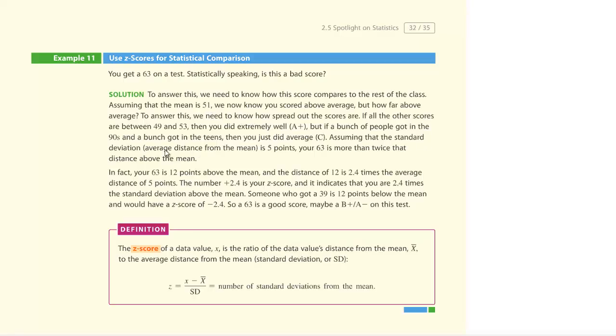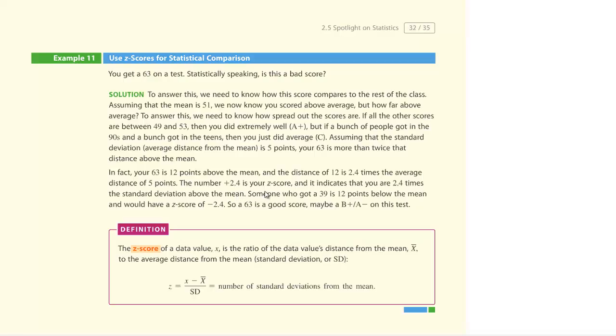So let's assume the standard deviation. Remember, the standard deviation is kind of the average distance from the mean. Let's pretend that the standard deviation for this set of data is 5. So now you have a score that's 12 above. That's 2.5 standard deviations above. That's pretty good. Now you might not know that, but 2.5 is pretty good. So in fact, if you do the math, 63 minus 51 divided by 5, you get an actual answer of 2.4. So your score on this test of 63 has a z-score of 2.4.